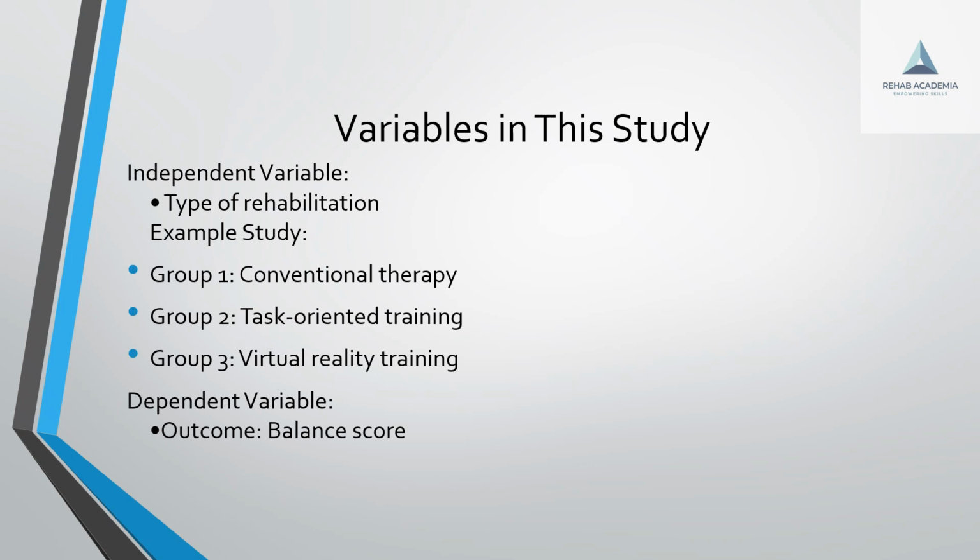For example, suppose we want to compare the balance scores among three rehabilitation interventions. Because there are more than two groups and one outcome, one-way ANOVA is the appropriate statistical test.